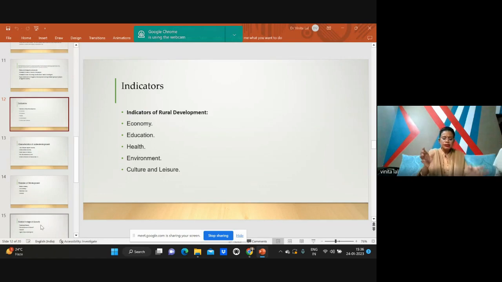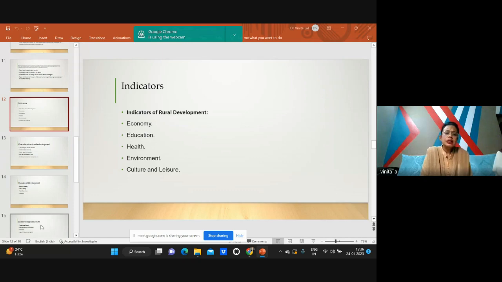According to all researchers, and also my findings from the review of literature, the rural community is involved in non-farming activities. In addition to agriculture, there are non-agricultural activities like sericulture, dairy, poultry, vocational trainings, etc. So this is the first indicator, that is economy.